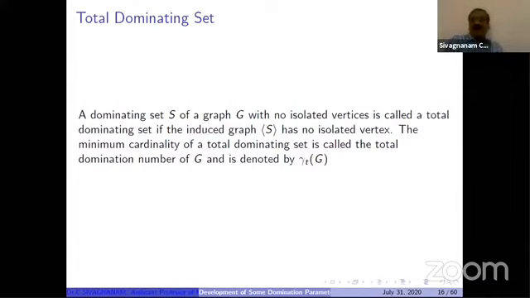S is a dominating set, and we can find the induced graph of the dominating set. If that induced graph has no isolated vertex, then that dominating set is called a total dominating set. We can find many dominating sets, and among these we take the one having minimum cardinality. That minimum cardinality is called the total domination number, and it is denoted by gamma T.